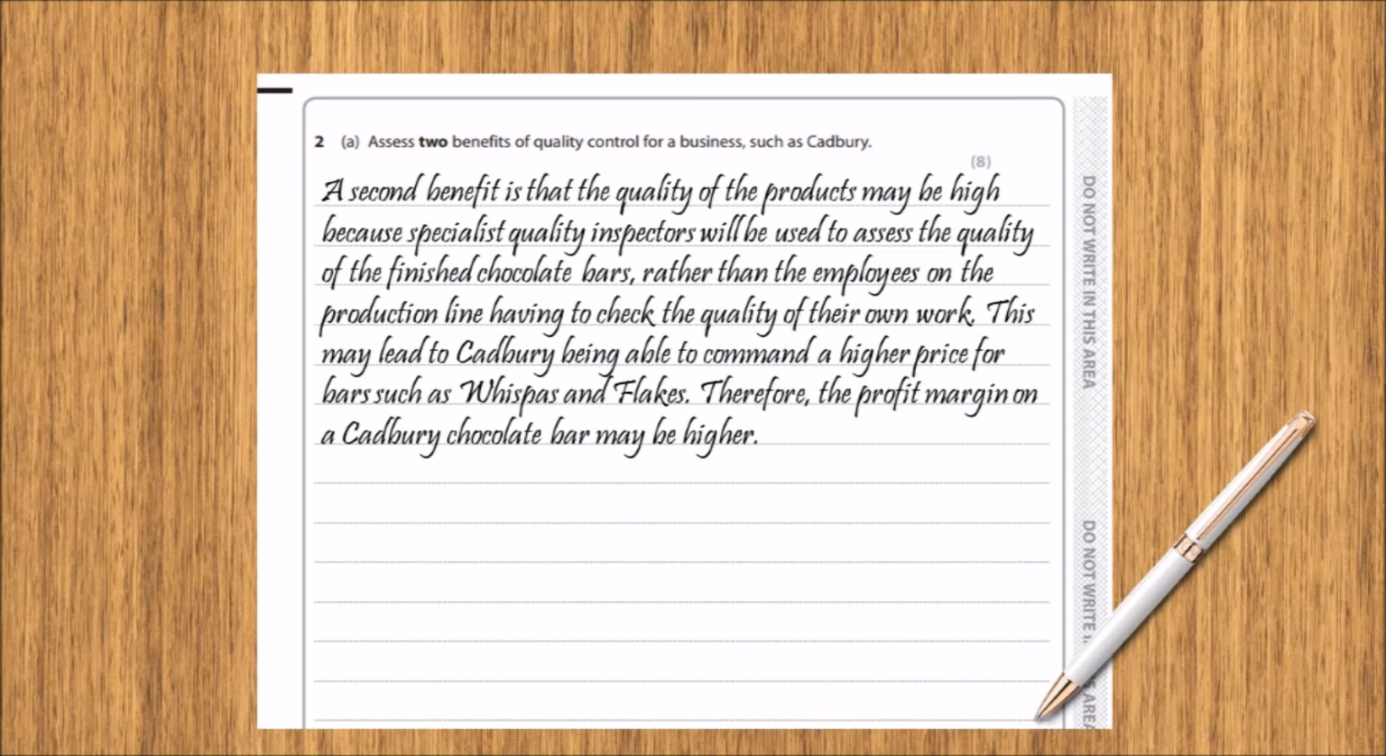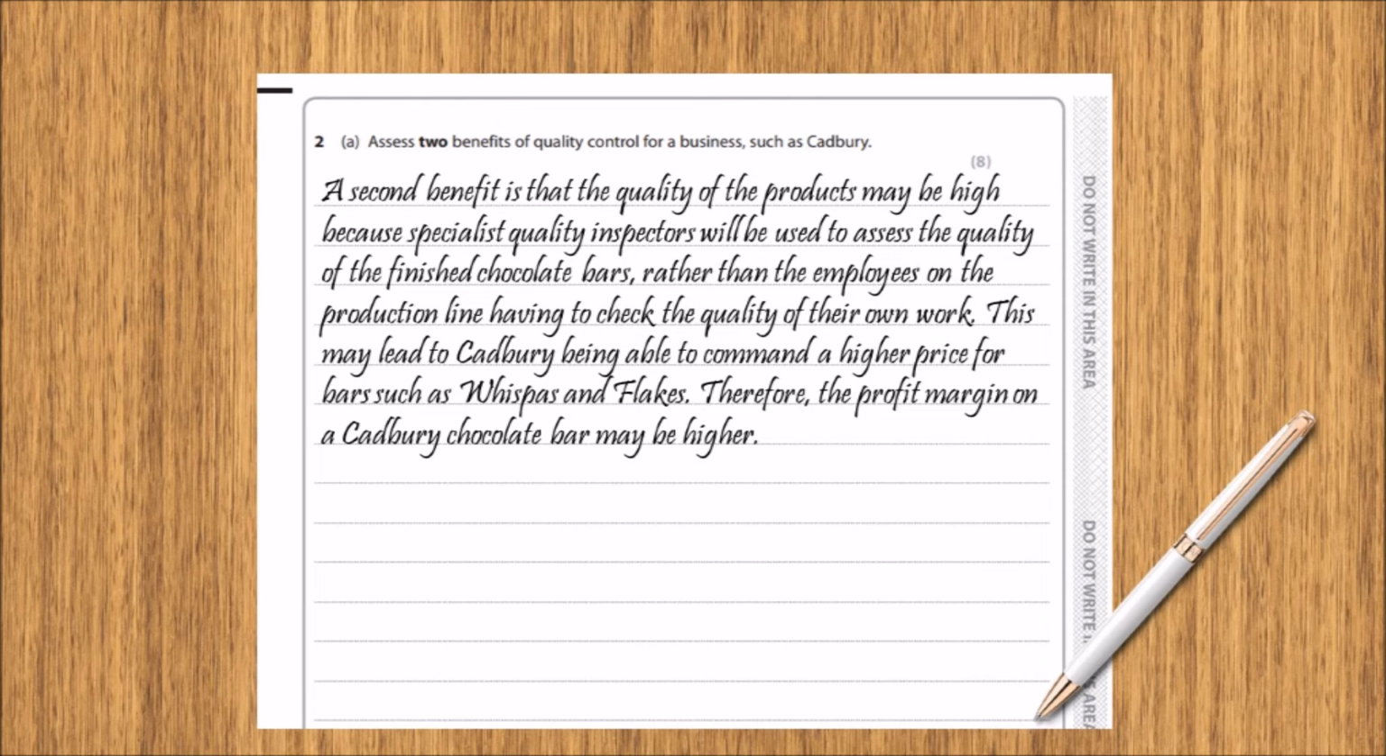So our second benefit is that the quality of the products may be high because specialist quality inspectors will be used to assess the quality of the finished chocolate bars rather than the employees on the production line having to check the quality of their own work. So this may lead Cadbury being able to command a higher price for the bars such as Whispers and Flakes. Therefore, the profit margin on a Cadbury chocolate bar may be higher.